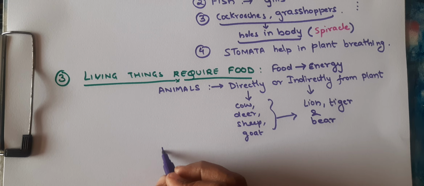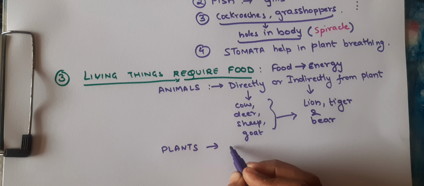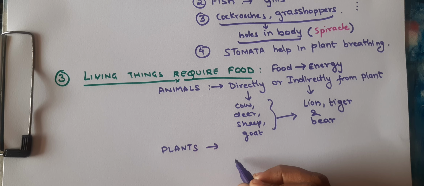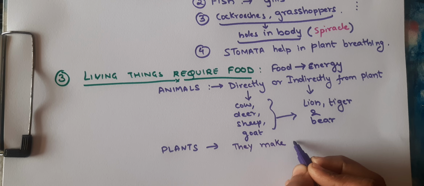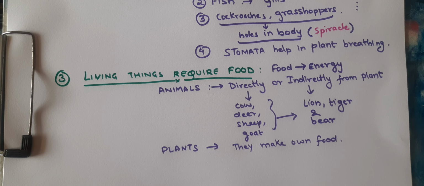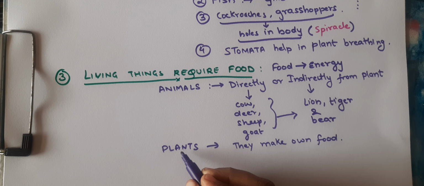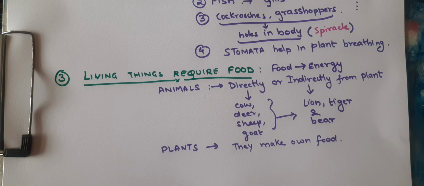Okay, now we will study about the plants. I already told you that plant cannot move from one place to another, so they make their own food. How? They use sunlight and air to make their food. Have you ever wondered why mostly plants are green in color? It is because of chlorophyll, which is required to perform the function of photosynthesis. Photosynthesis is a process to make food for the plant.